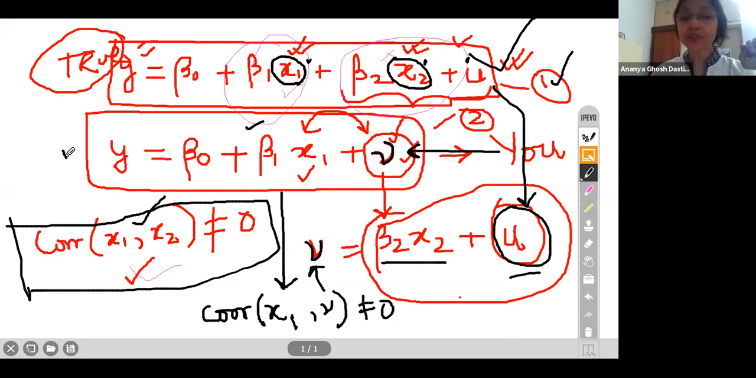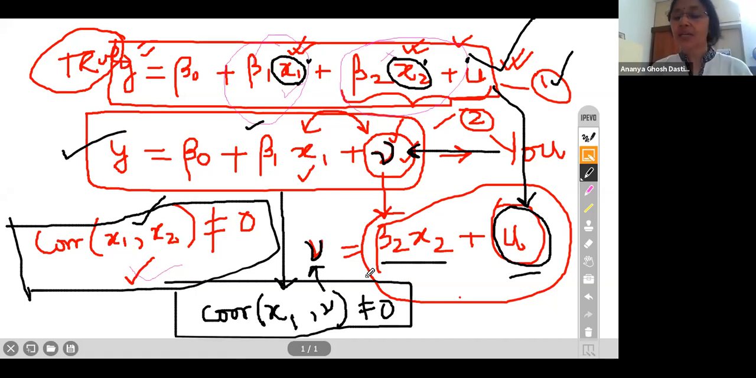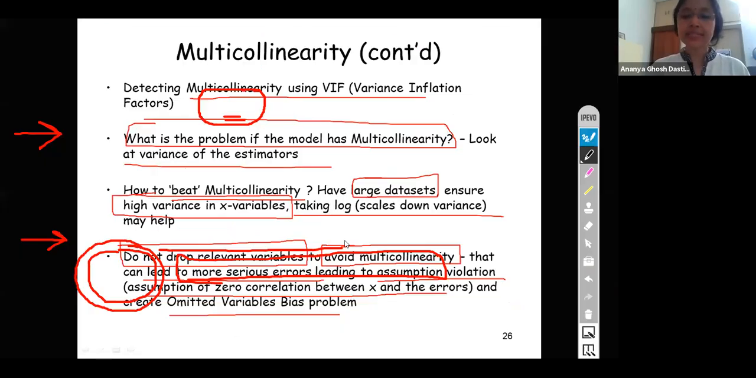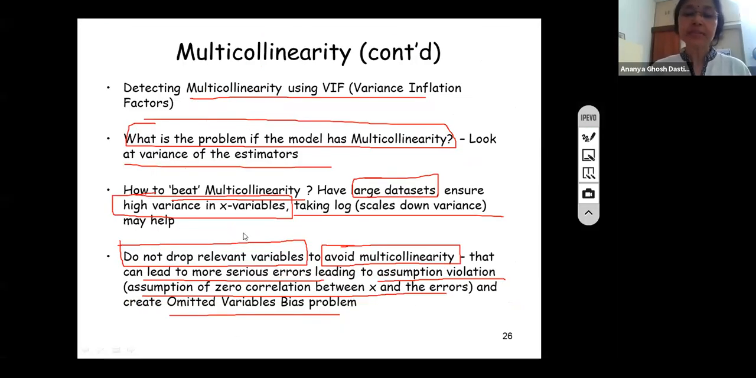But if you have dropped a variable to avoid multicollinearity, your model is now suffering from omitted variables bias. Because if this assumption gets violated, your estimators will not even be unbiased, forget best. Unbiased is a basic requirement. They will not be centered at the unknown parameters. It is going to be a very serious problem with your model.